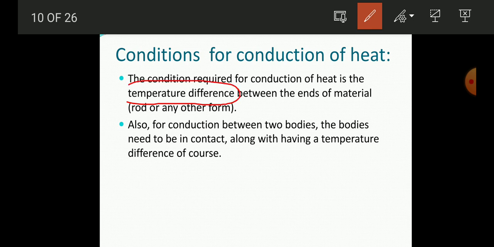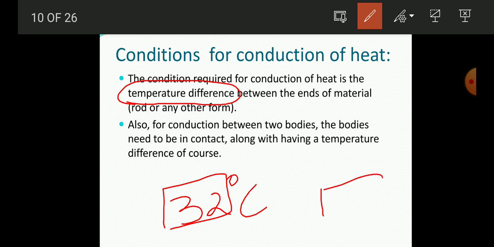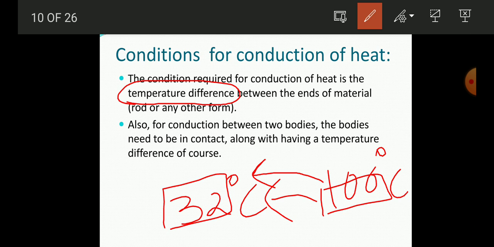Like if one object's temperature is 32 degrees Celsius, then the other should be somewhat higher or lower. Like here its temperature is 100 degrees Celsius. So in that case its heat is transferred to the 32 degrees Celsius material. Here the transfer is possible because there is a temperature difference.